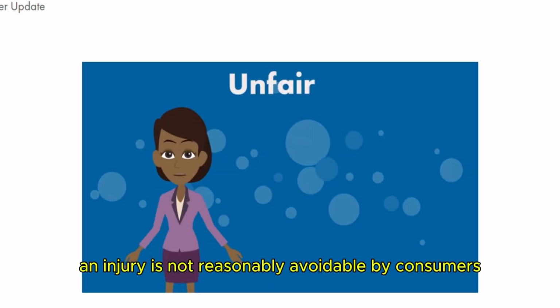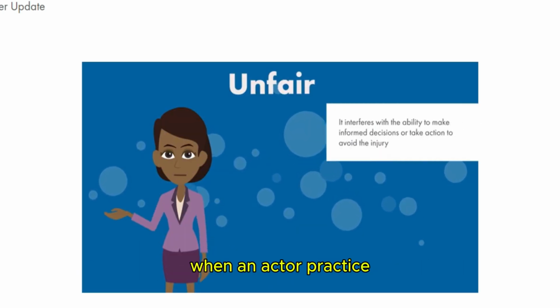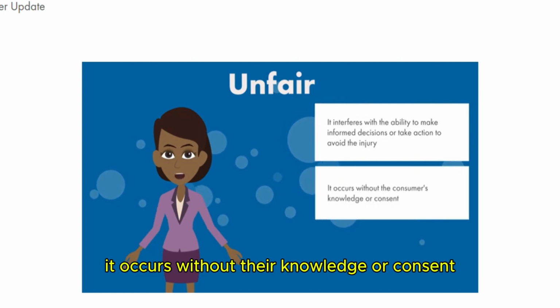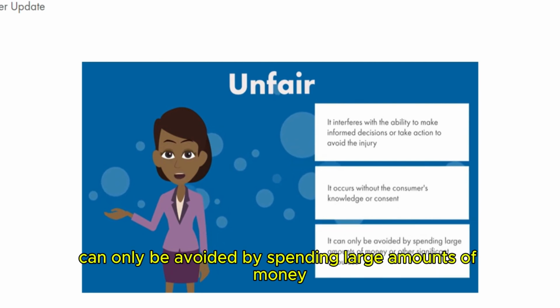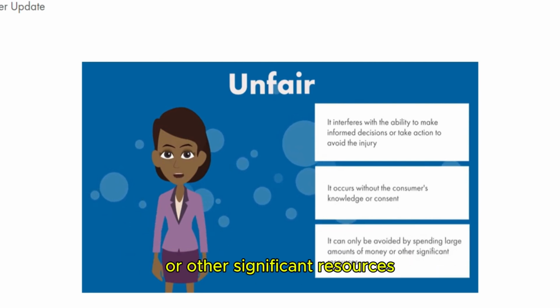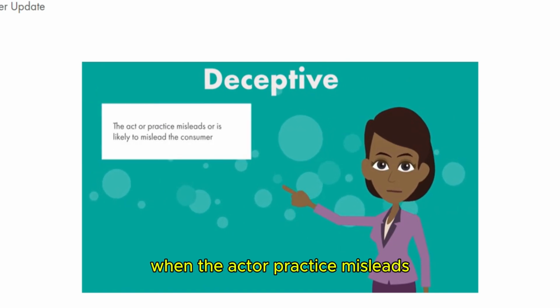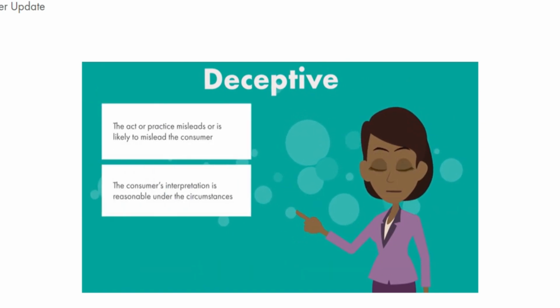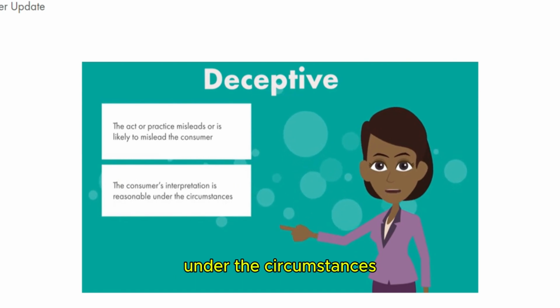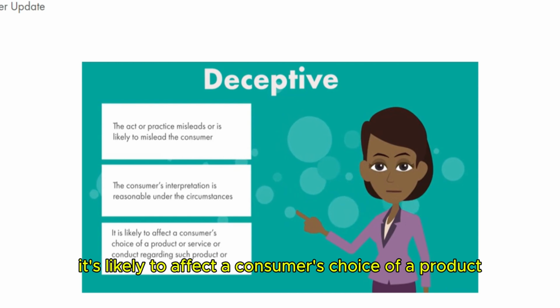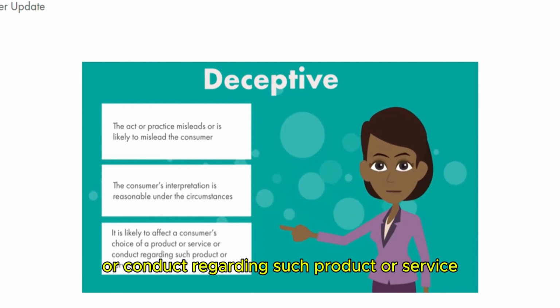To clarify, an injury is not reasonably avoidable by consumers when an act or practice interferes with their ability to make informed decisions or take action to avoid that injury, it occurs without their knowledge or consent, and it can only be avoided by spending large amounts of money or other significant resources. The D in UDAP stands for deceptive. An act or practice is deceptive when the act or practice misleads or is likely to mislead the consumer, the consumer's interpretation is reasonable under the circumstances, and the misleading act or practice is material, meaning it's likely to affect a consumer's choice of a product or service or conduct regarding such product or service.